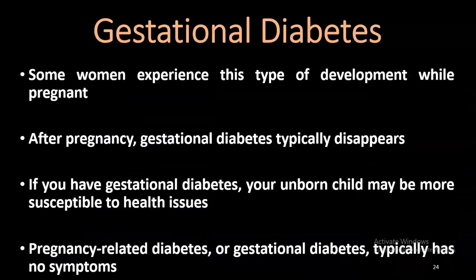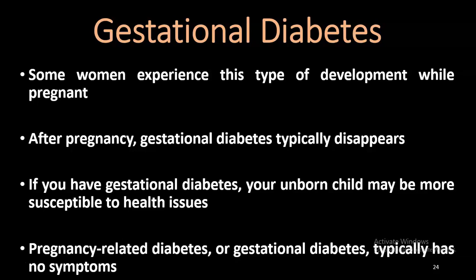Now let's look at the third type of diabetes, which is gestational diabetes. Some women develop this type while pregnant. After pregnancy, gestational diabetes typically disappears. However, if you have gestational diabetes, you are more likely to eventually acquire type 2 diabetes. Your unborn child may also be more susceptible to health issues.